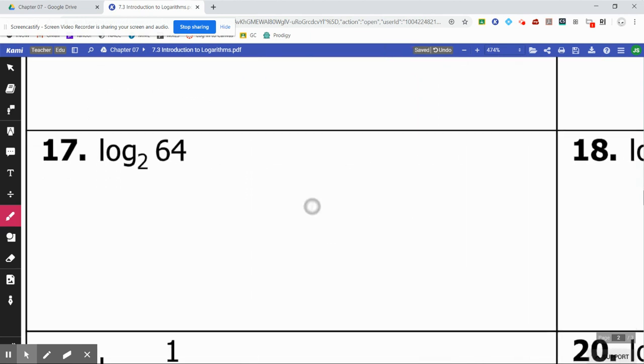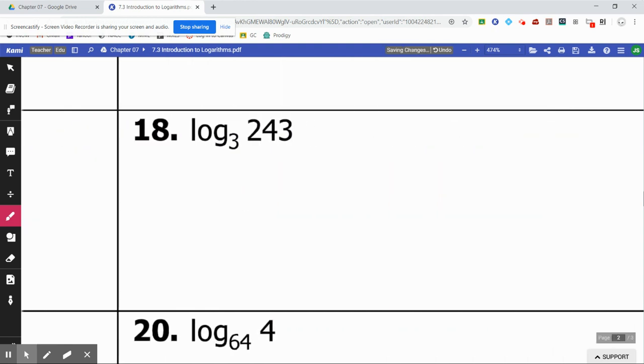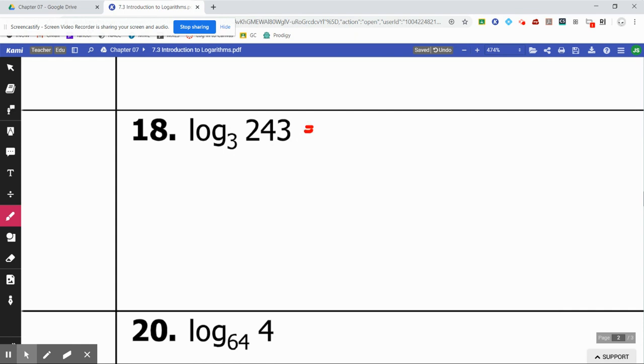Number 17. Log base 2 of 64 is saying 2 to what power is 64? 2, 4, 8, 16, 32, 64. That'd be 2 to the 6th power is 64. Log base 3 of 243 is saying 3 to what power is 243? That'd be 3 to the 5th power.